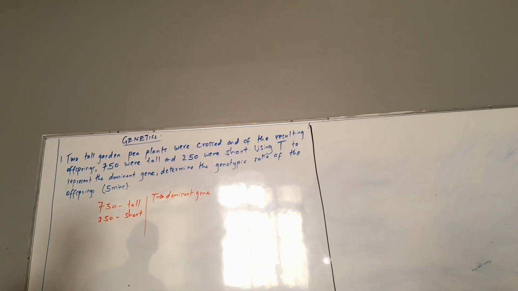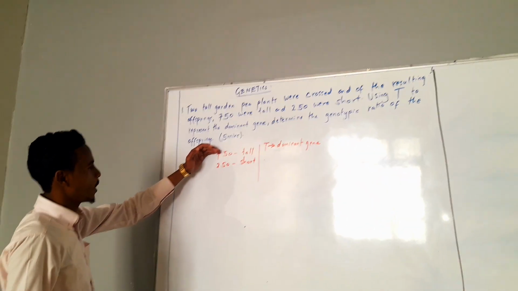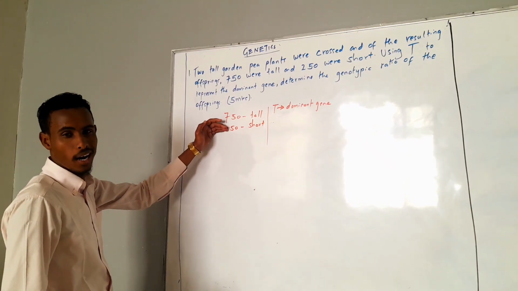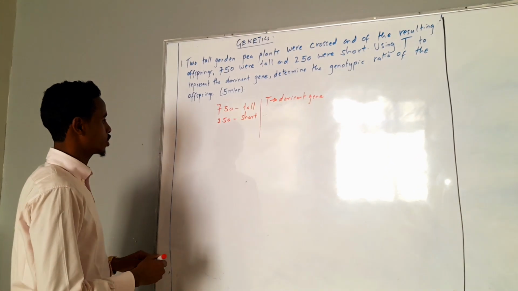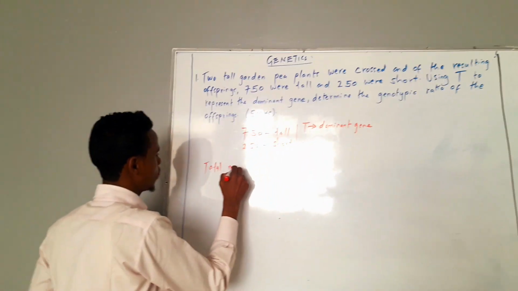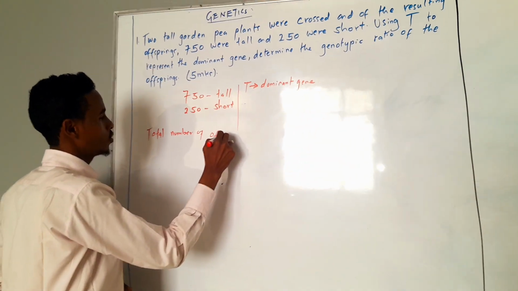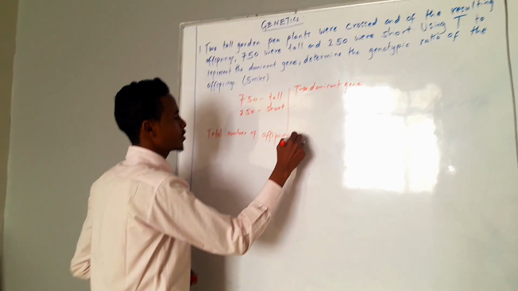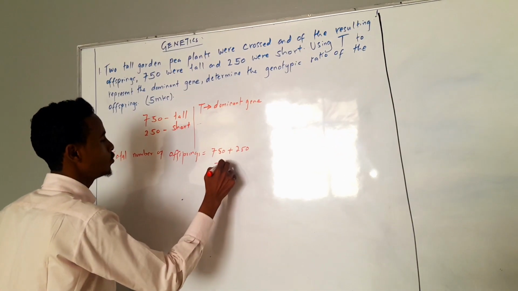Now, class, these are the offspring. 750 of them are tall, and 250 of them are short. If you analyze this clearly, you get the total number of offspring: 750 added to 250, which gives you 1,000.